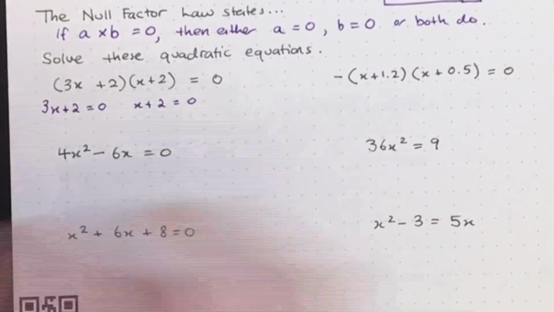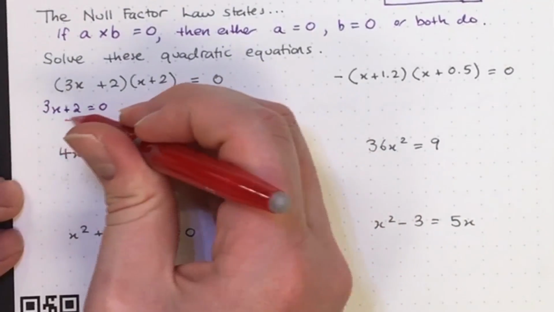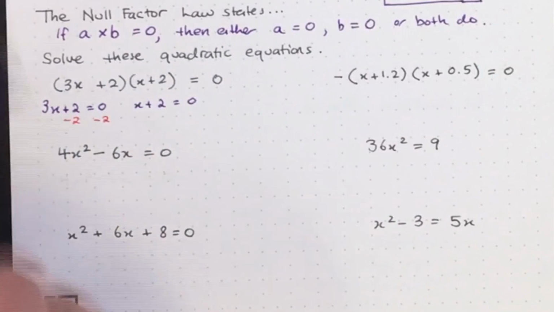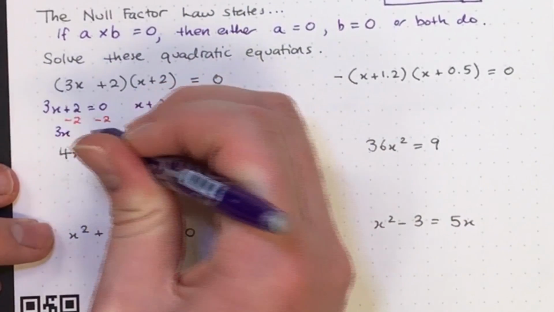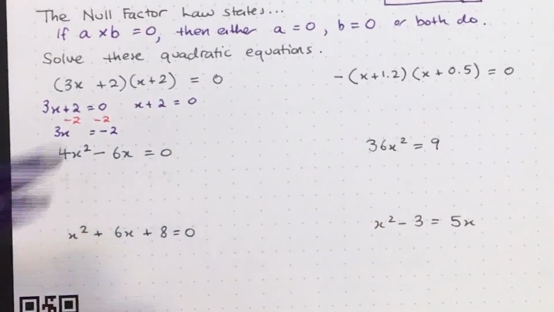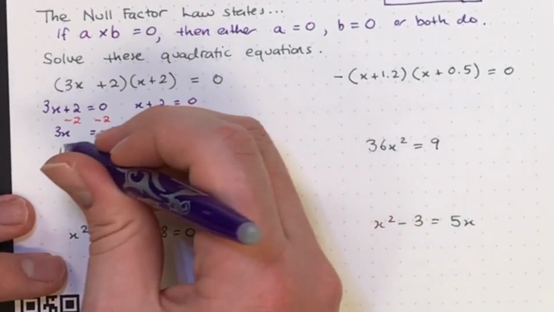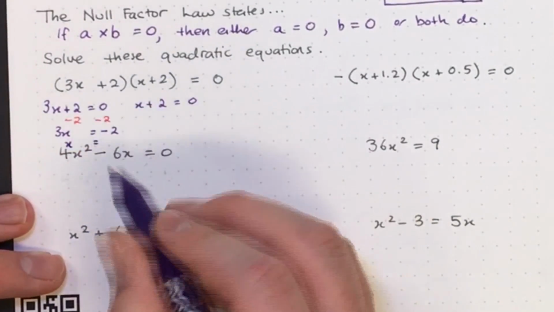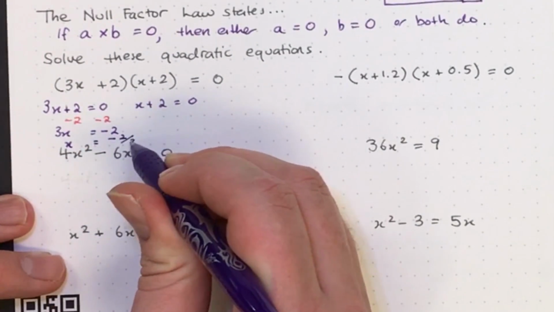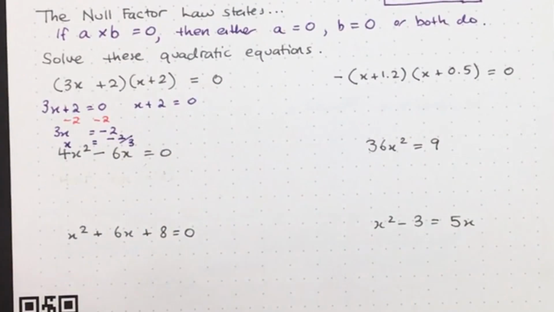3x plus 2, I would minus 2 on both sides. 3x is equal to -2. So therefore, x would be equal to what? -2 over 3, or -2/3, yeah.